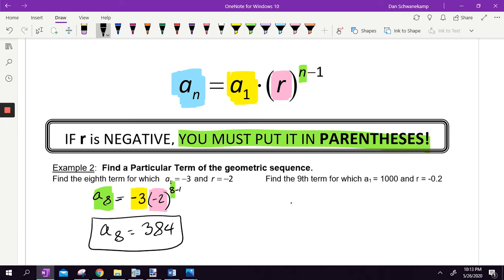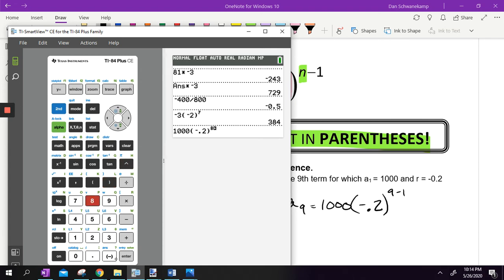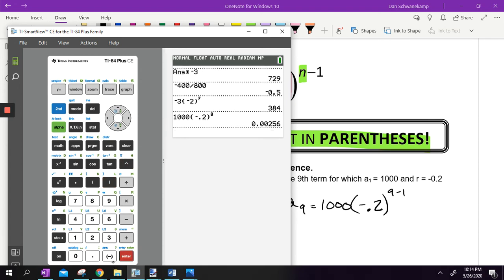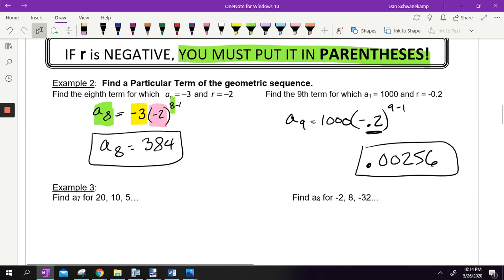Find the 9th term. So we're finding a sub 9, for which a sub 1 is 1,000. My ratio is -0.2, so we're going to get smaller and smaller and smaller because my ratio is less than 1. I'm finding the 9th term, so it's going to be 9 minus 1 up there. So I'm going to take 1,000, parentheses, -0.2, to the 8th power. Type it in, hit enter. Woo, 0.00256. That became a really small number because I was getting only a really small portion of the number each time. 1,000 became -200, and that goes even smaller and smaller and smaller. That became 40, and by the time I get to the 9th term, it gets pretty small.